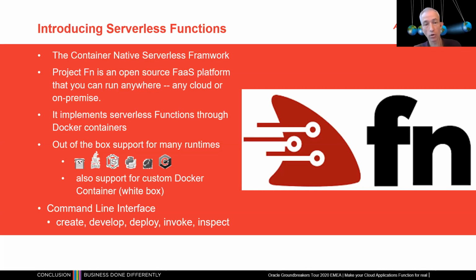So Project Fn has out-of-the-box support for several runtime languages, such as Node or JavaScript, Java, Go, Python, Ruby, and I thought Rust as well. I'm not sure about that. But it also allows you to bring your own Docker container images. So you can implement anything you like in a Docker container and bring that to Project Fn to turn it into a function that Project Fn then can start when a request needs to be handled. Project Fn comes with a server and a client. Client is a command line interface. That client is used both locally against your locally running server as well as against the Oracle Cloud environment for Oracle Functions.